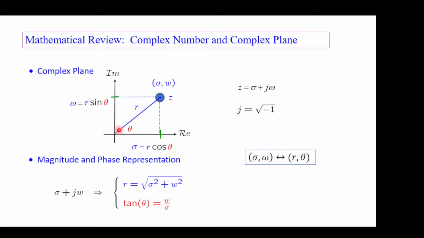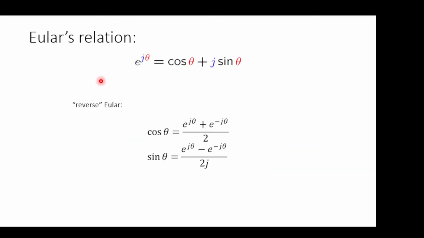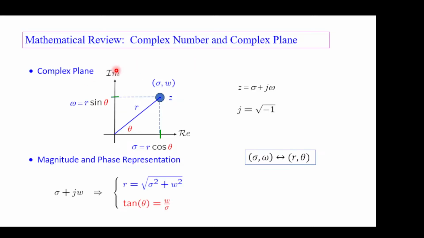If you want to use r and theta to write your signal, it will be r times e to the j theta. So this point is either sigma plus j omega or r times e to the j theta.